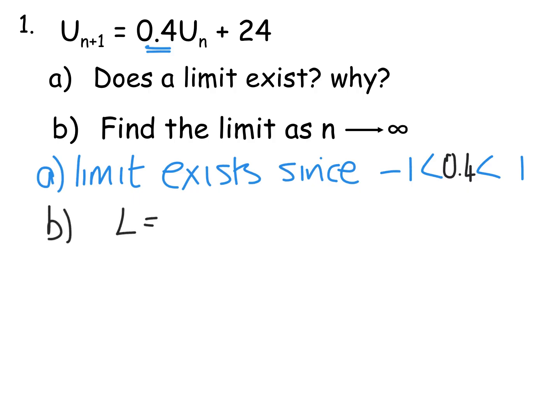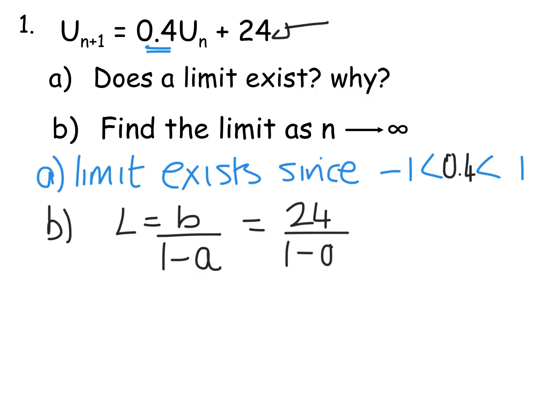So L equals B over 1 minus A. So B is the 24 term. B is what is getting added or taken away each time. So that's 24 over 1 take away your A term, which is 0.4, which gives us 24 over 0.6. My layout isn't great on this. Normally I would just keep working down the way and keep the screen, but I want to try and keep it all in one screen.